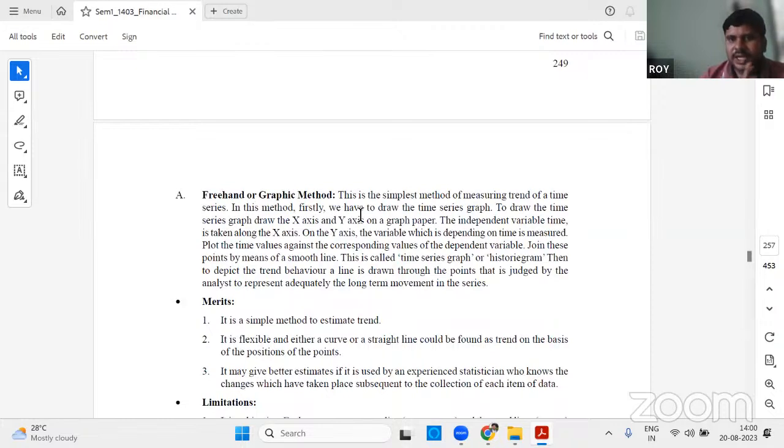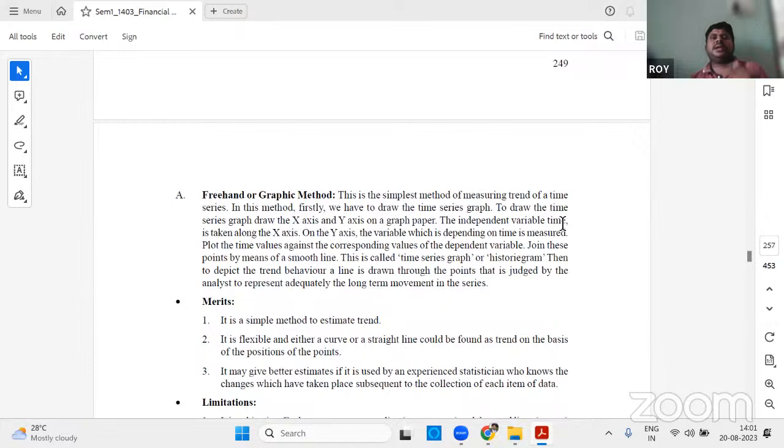In this method, firstly, we have to draw the time series on a graph. To draw the time series graph, draw the x-axis and y-axis on a graph paper. The independent variable, time, is taken on the x-axis, and the y-axis shows the dependent measured values. Plot the time values against the corresponding values, dependent on independent. Please see my video as well. I'm showing that. Based on this independent and dependent, you get the time series graph or histograms. Then depict the trend behavior.